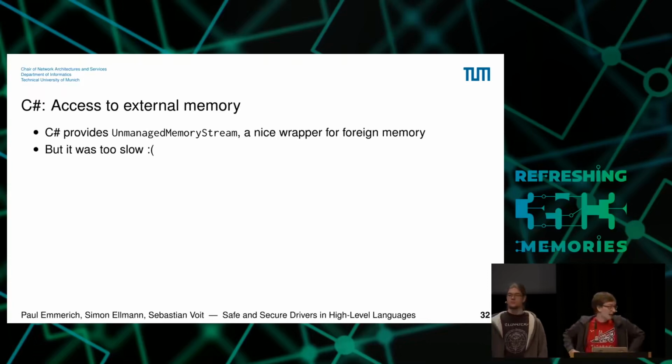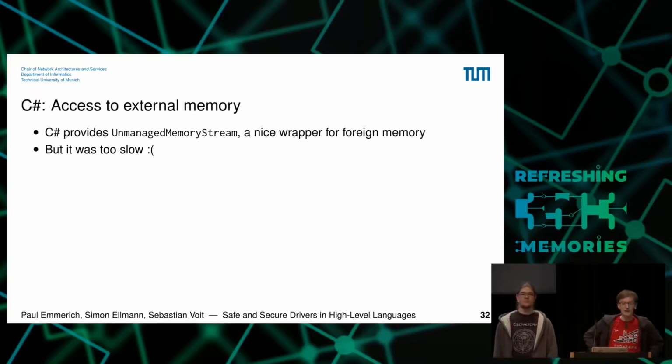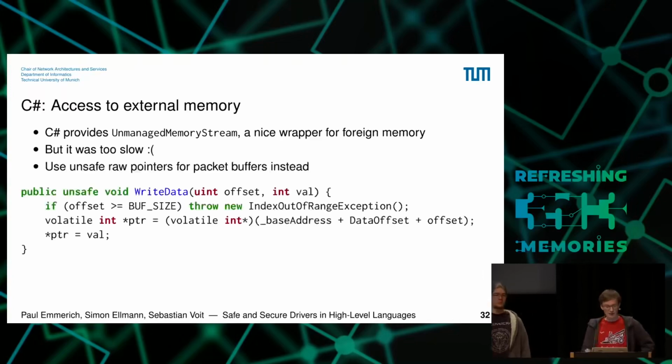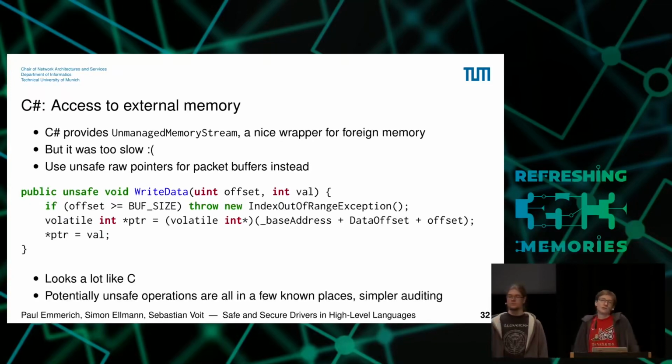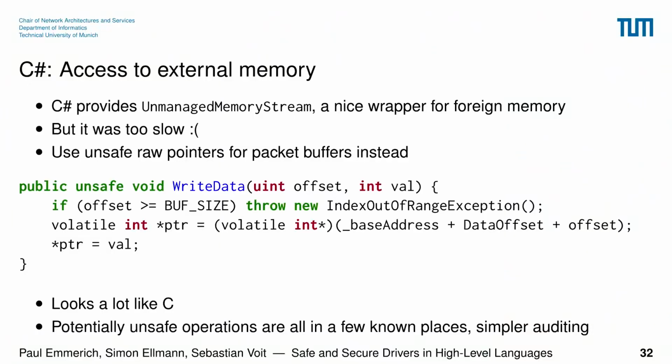Then how can we access external memory or foreign memory? There are a few nice wrappers in C#, with P/Invoke or the unmanaged memory stream and so on, but that turned out to be too slow for our implementation, so we used that unsafe mode, which basically looks like this. You see the unsafe keyword here, and the other stuff, it just looks like C, and it also feels like C when you are writing it, so it's a really nice language to write the drivers.